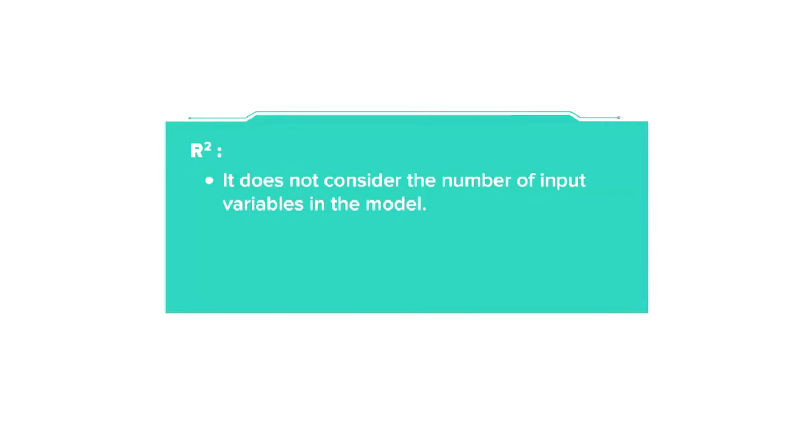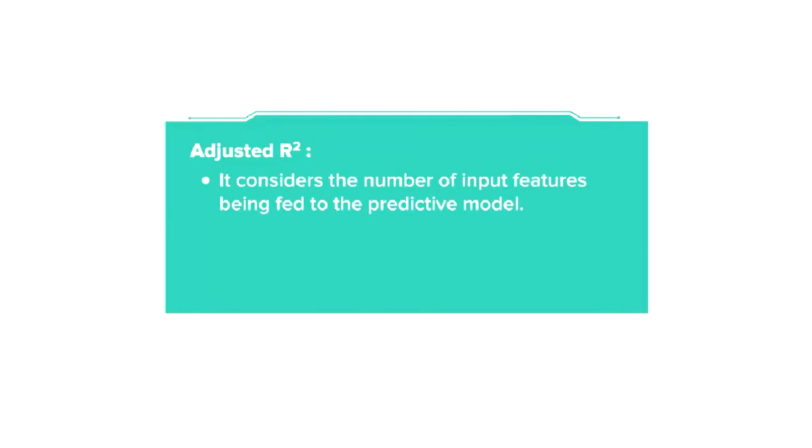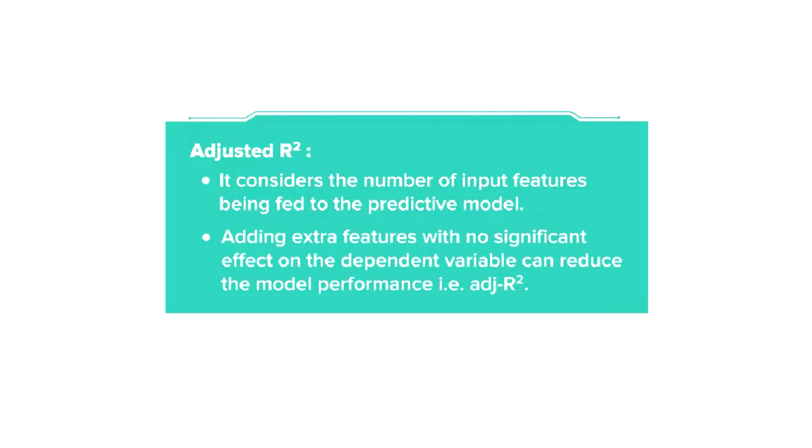Previously, we covered that R-squared does not consider the number of input variables in the model, and therefore the R-squared value keeps on marginally increasing even if the newly added feature has zero to minimal importance. To counter this issue, we briefly discussed the adjusted R-squared value. The primary characteristic of adjusted R-squared is that it considers the number of input features being fed to the predictive model. As a result, adding extra features with no significant effect on the dependent variable can reduce the model performance, that is, adjusted R-squared. Now let's see how this happens.